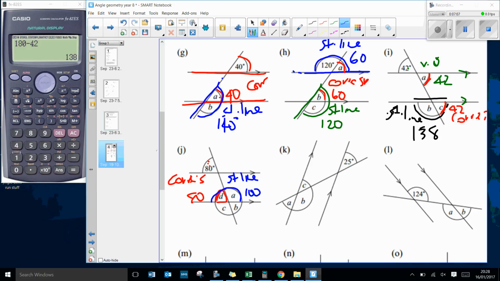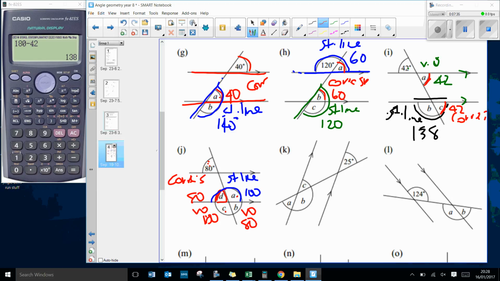D and B are vertically opposite, so that's 80, and then A and C are vertically opposite, so that is 100. If you do calculate these in a different order than alphabetical, it's always a good idea to indicate which one you've found first, so list them in the order that you found them.